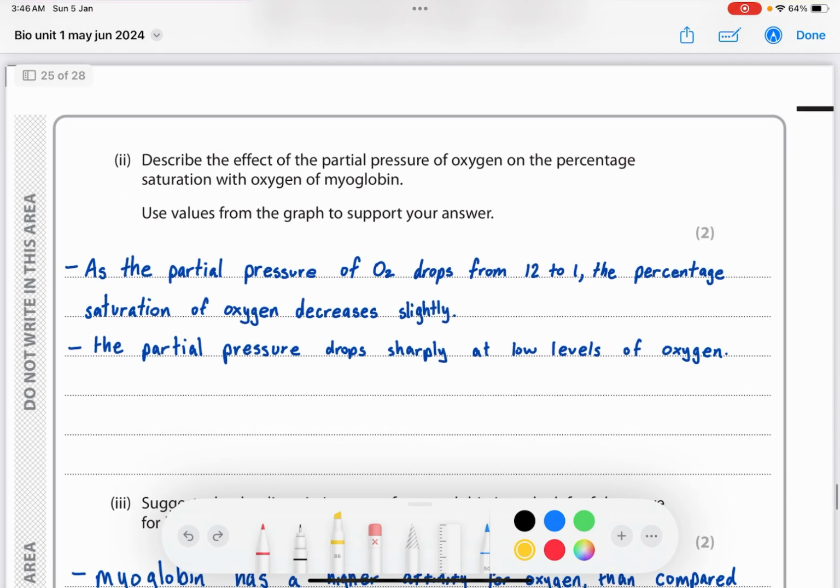Yay. Now, they're asking us to describe the effect of the partial pressure of oxygen on the percentage saturation with oxygen of myoglobin. Use values from the graph to support your answer. So, as the partial pressure of oxygen drops from 12 to 1, we can see that the percentage saturation of oxygen decreases slightly, and then drops sharply at low levels of oxygen.